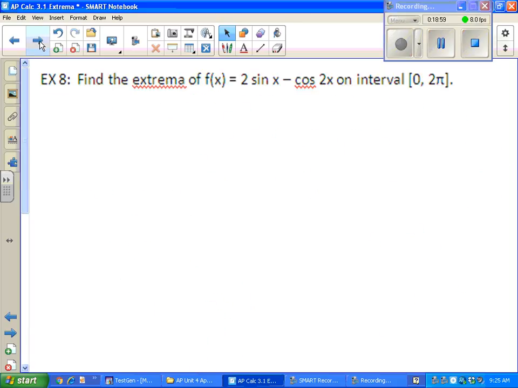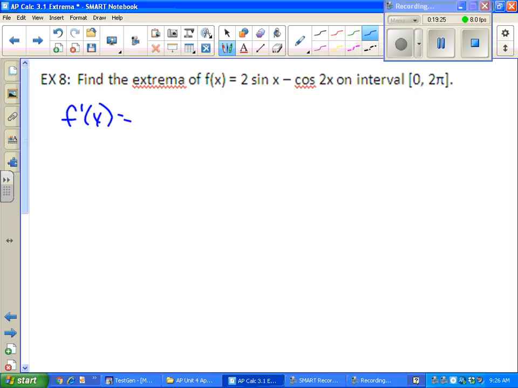All right, number 8. You do need to do this one because we didn't do any others that had sine and cosine related to them, right? Find the extrema. I know what a sine curve looks like, and I know what a cosine curve looks like, but I don't really know what happens when you start adding and subtracting these trig functions. So I'm going to rely on what I previously have done, which is take the first derivative.